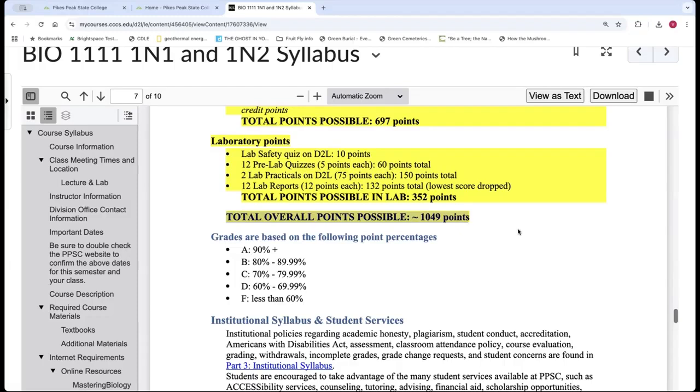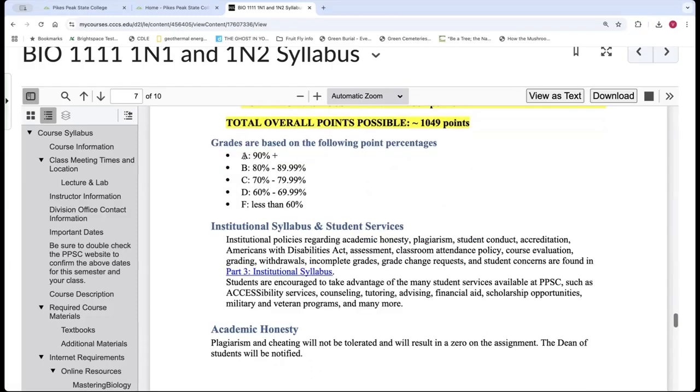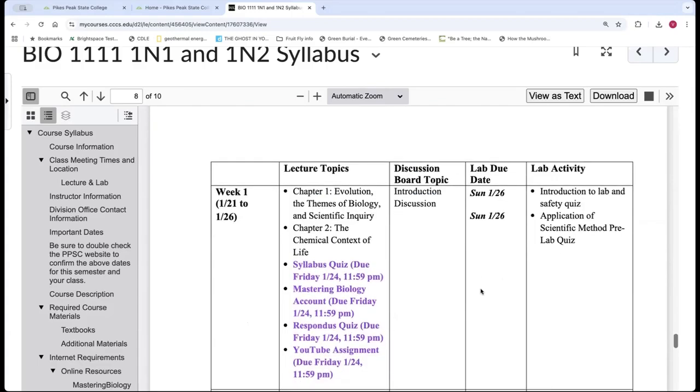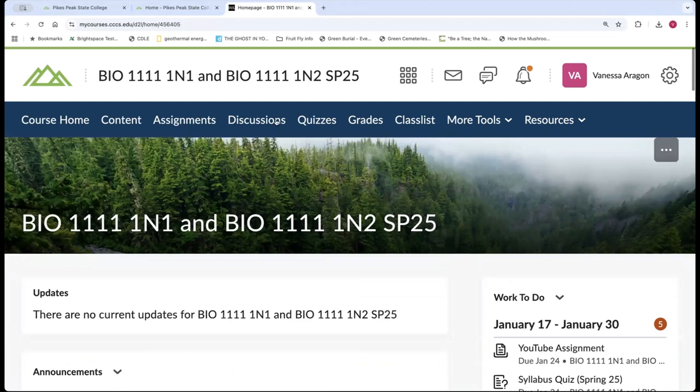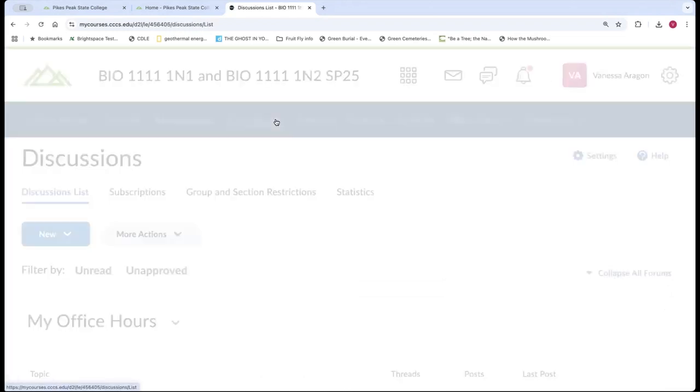All righty, grading policy. This is your total possible points for the semester, lecture and lab included. If in the end your points earn you 90% or above, you have earned an A. If you've earned between 80% to an 89.99999, you have earned a B. Here is your course schedule. All questions in the discussion.